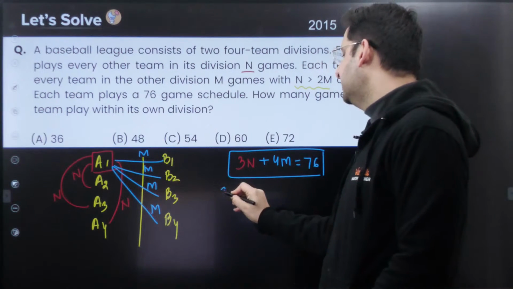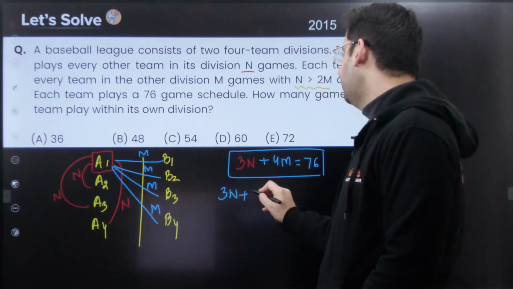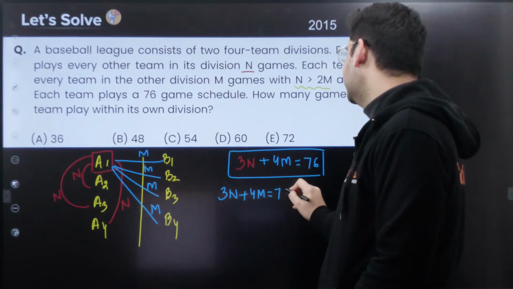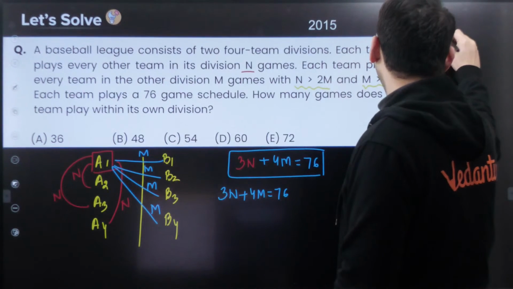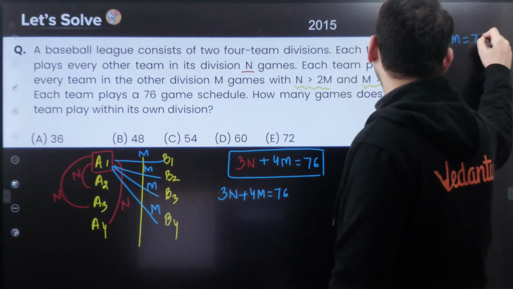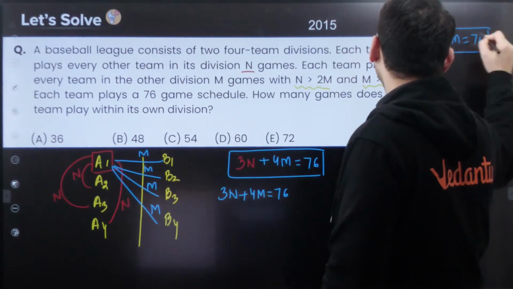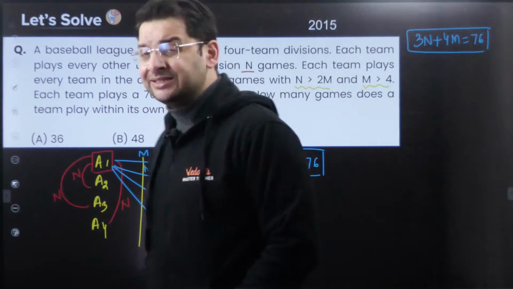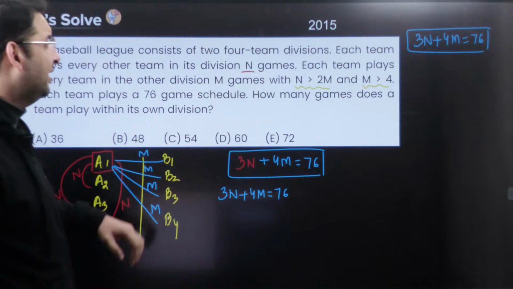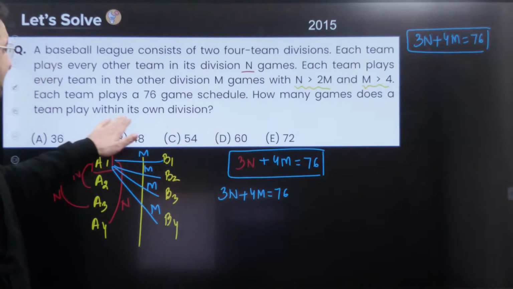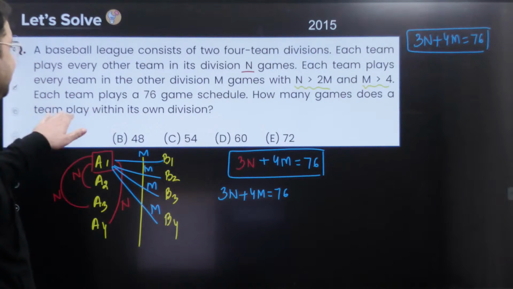So we have this equation, 3 times n plus 4 times m is equal to 76. I'll write it here: 3n plus 4m is equal to 76. n and m are integers. And there are certain conditions. What condition was given? n is greater than 2m, and m is greater than 4. So what do I have to find? I have to find how many games does the team play within its own division.